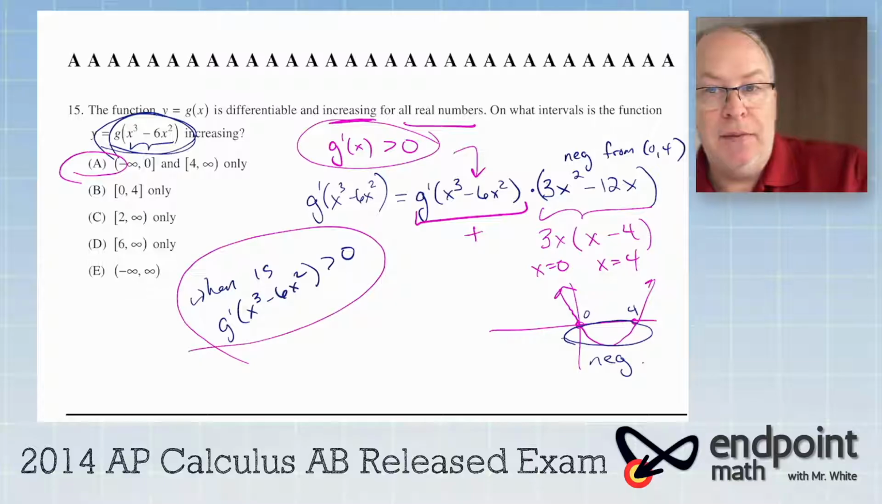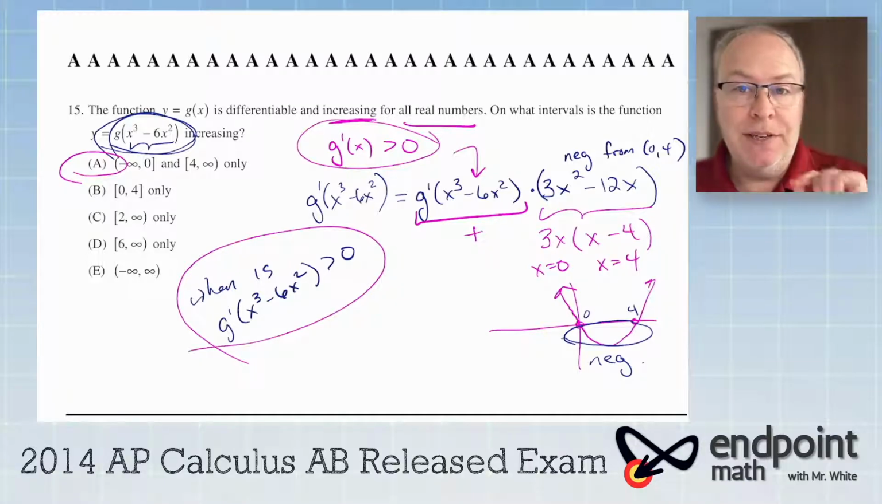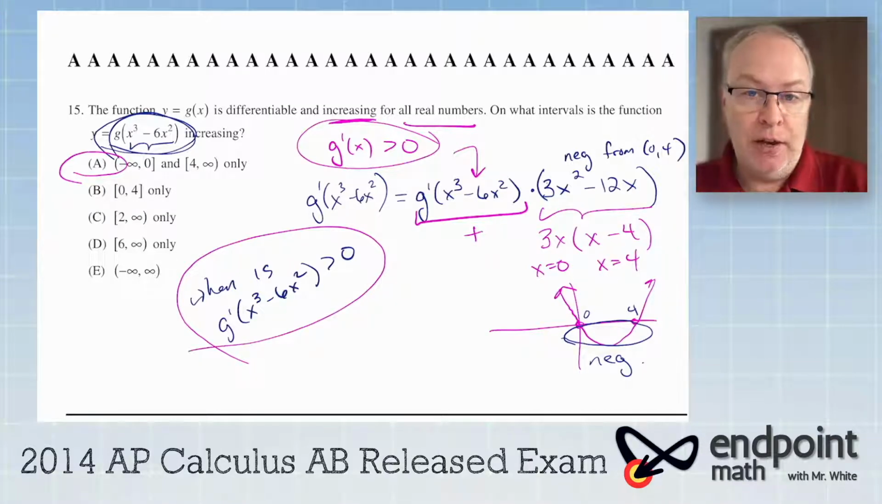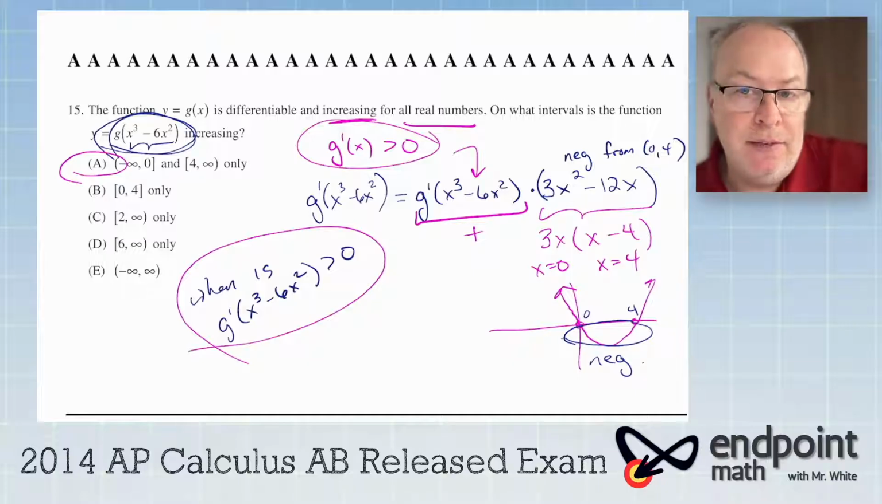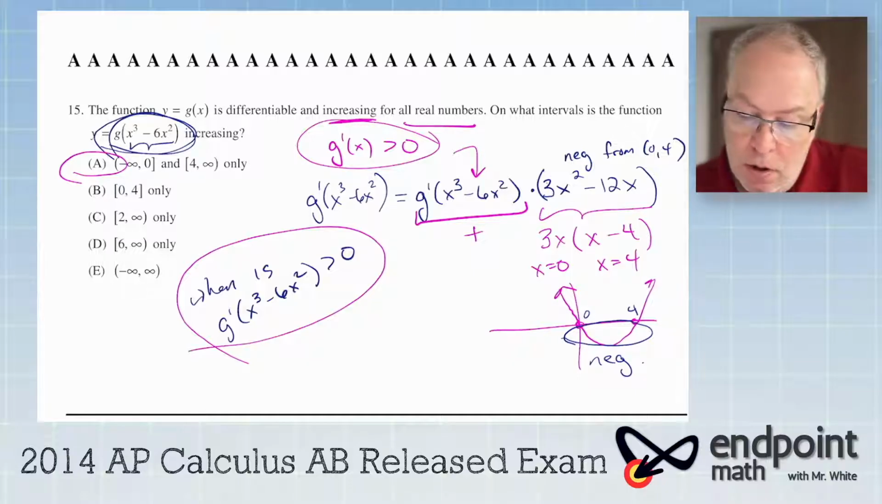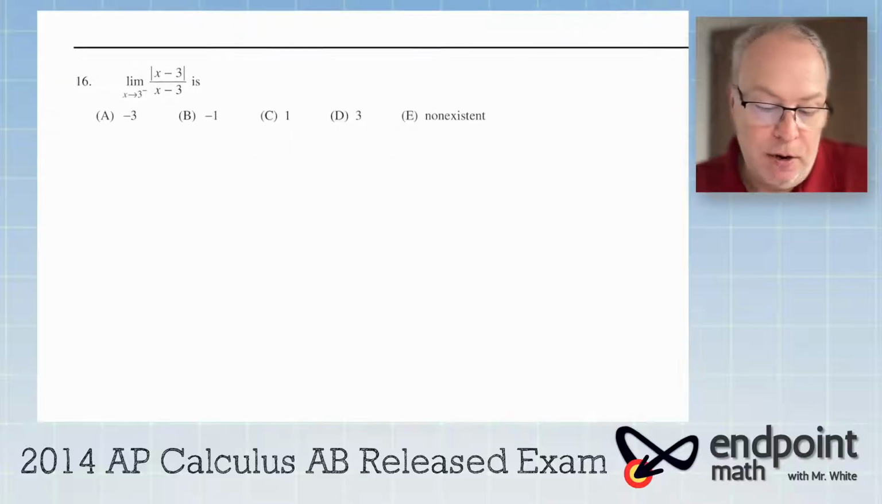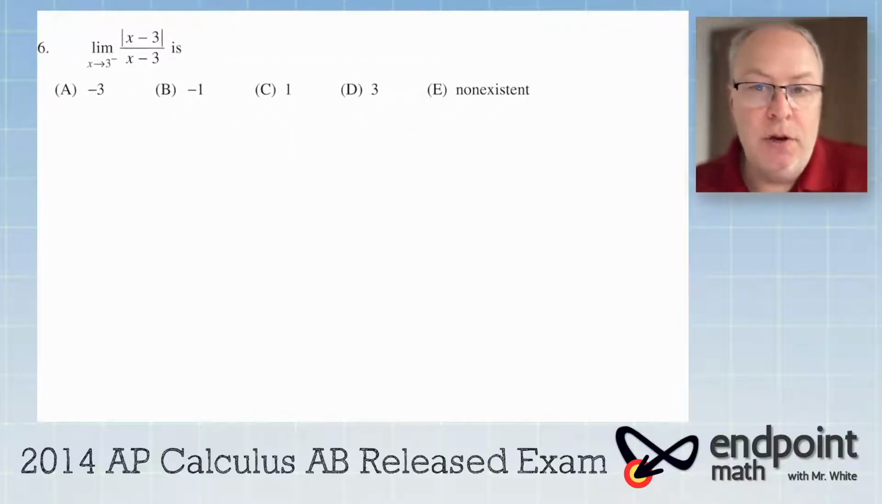That answer is A. So this was a test of your understanding of the chain rule, and that we really didn't need to know what the g function is. We just needed to multiply by the derivative of that inside function at the end. All right, we got one more question here, and another good one.